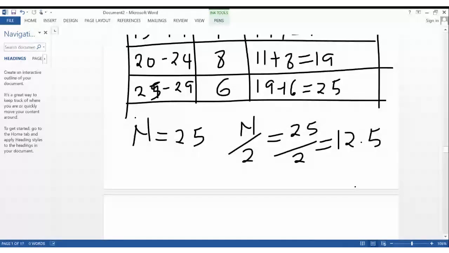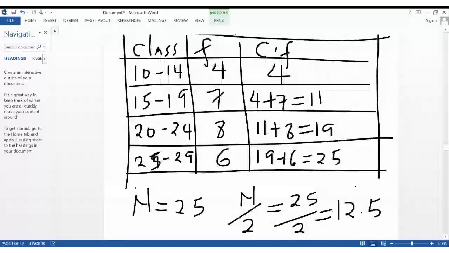So 12.5 is falling here. It is falling between 11 and 19. If we just use some observation too, 12.5 is falling between 11 and 19. So I will ask a question. If 12.5 is falling between that, which class shall we use as our median? Is it 15 to 19 or 20 to 24? That is the biggest question that people have.